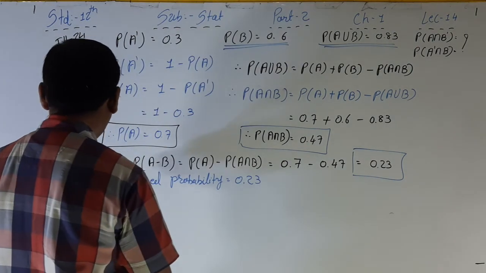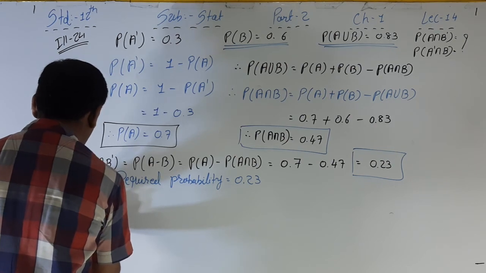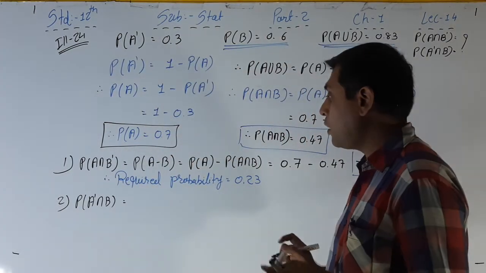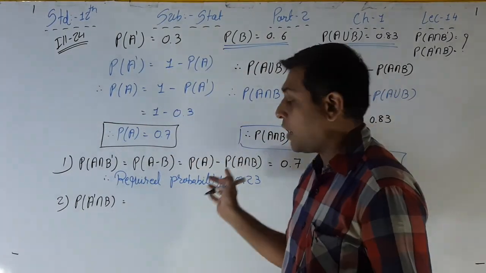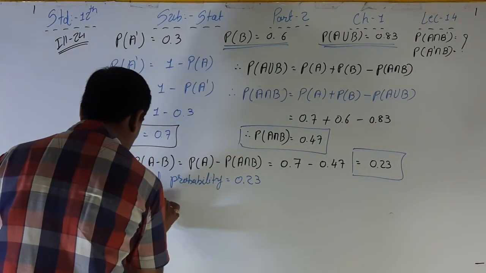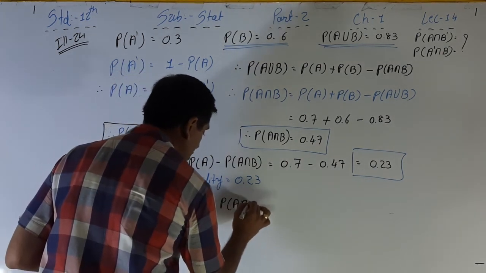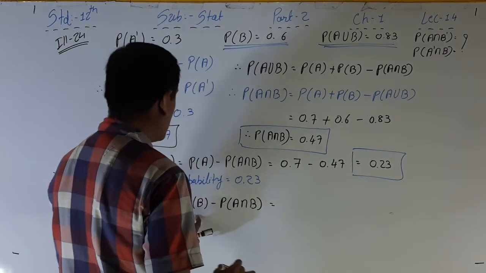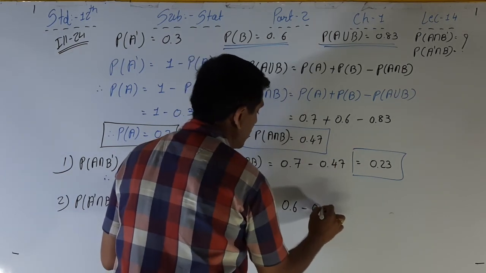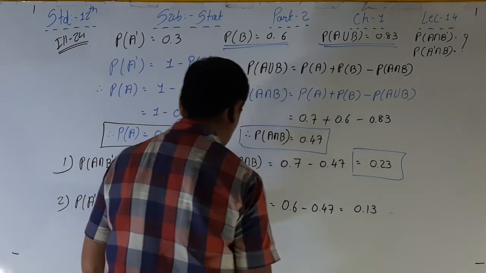So here after that, second, what do we need? P of A dash intersection B. Right? P of A dash intersection B means what? Again, it is the opposite of this. That's why P of B minus A. It is called P of B minus A. That's why P of B minus P of A intersection B is equal to, what is the value of P of B? It is already given, 0.6. And what is here? P of A intersection B, that is 0.47. So the final answer is 0.13.